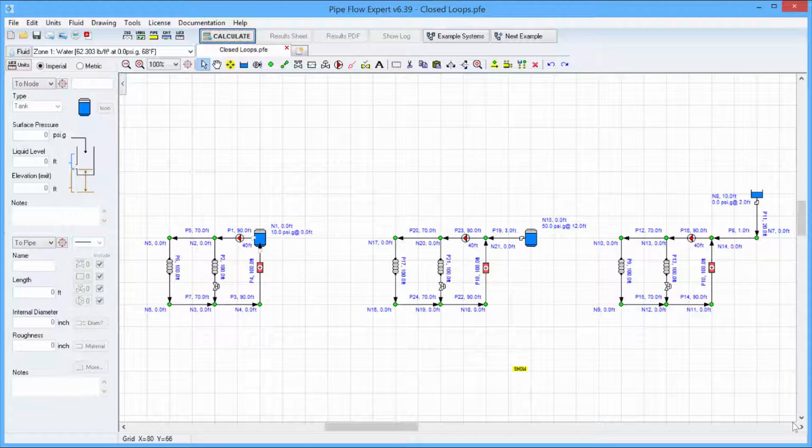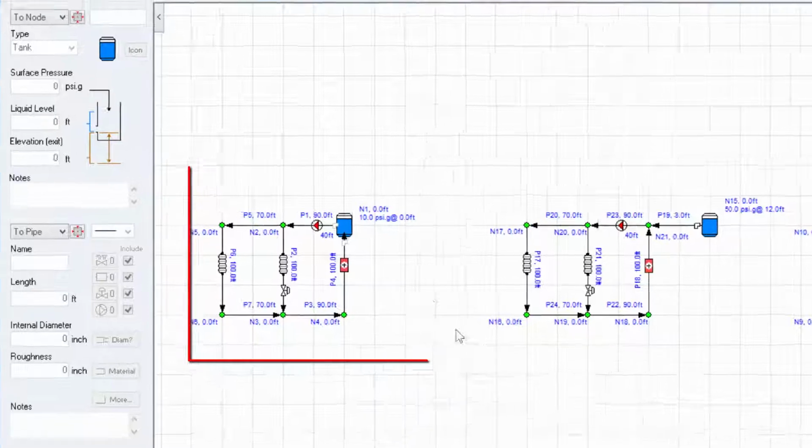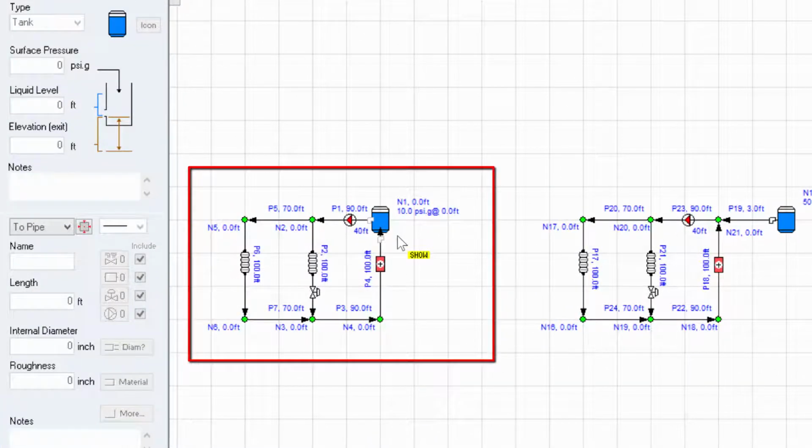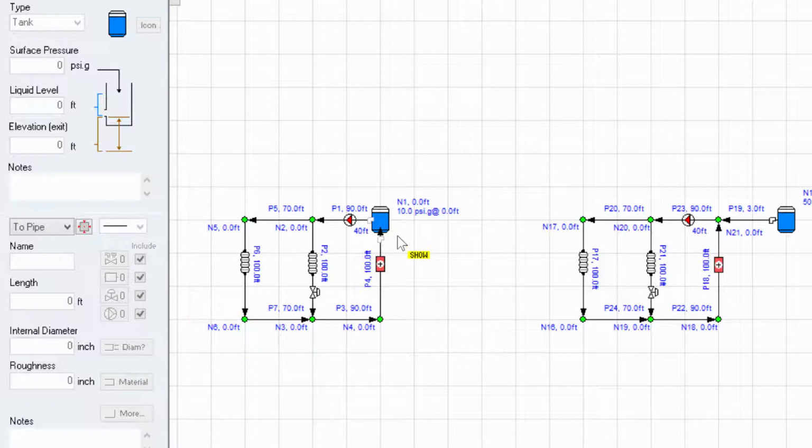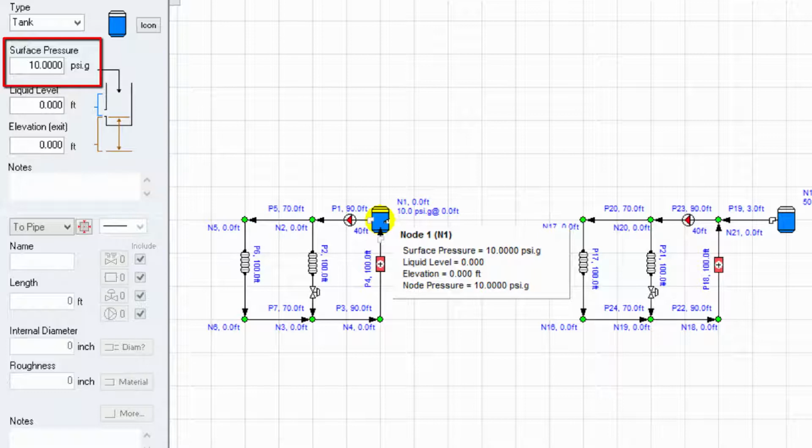A pressure reference can be supplied in various ways, and each of the models on the screen gives an example. So, in model 1, we can add a tank at a node to model a sealed pressurized unit, and we can use the fluid surface pressure to specify the pressurization condition.